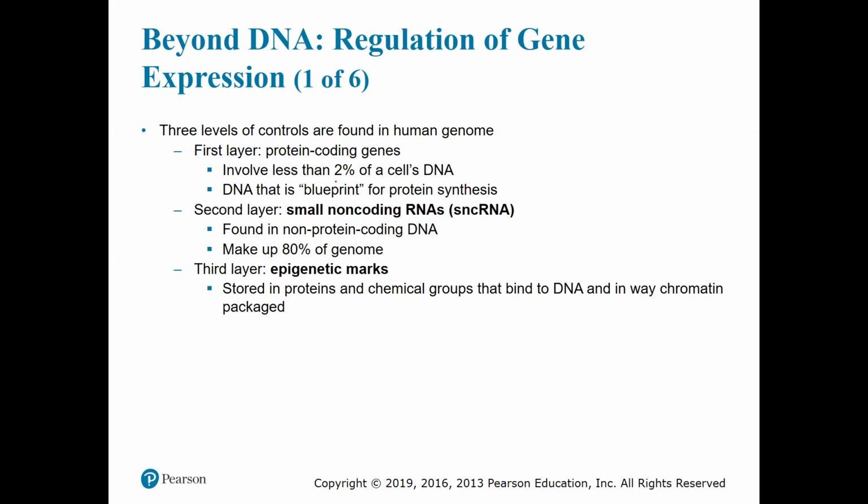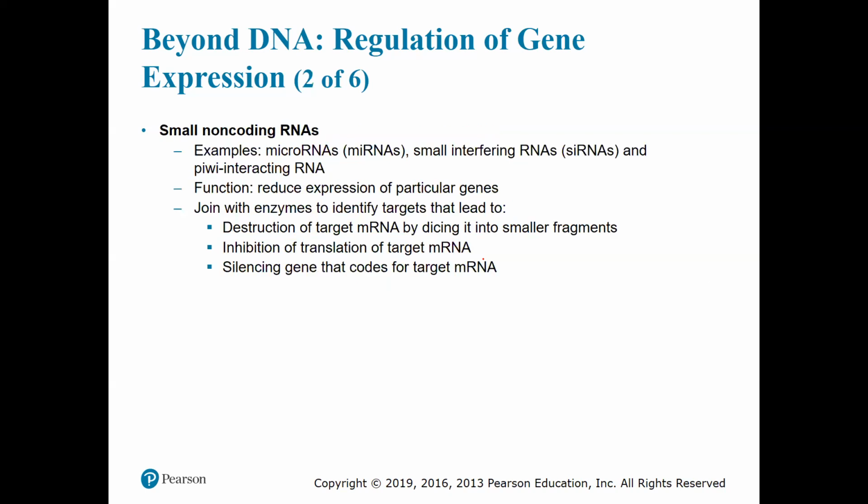That's the other component. So the second layer here is the small non-coding RNAs. This is the non-protein coding DNA. This is helping with control of what we are going to encode and how we encode it. It's about 80% of the genome. And then epigenetic marks, these are the proteins, histones, chemical groups like methyl groups and acetyl groups that actually bind to DNA. And they'll affect the way chromatin's packaged, and they'll also affect how we express certain genes or don't express certain genes.